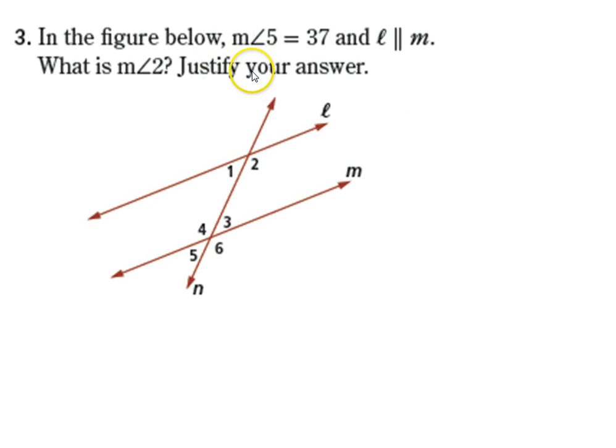Number 3, in the figure below, we are told the measure of angle 5 is 37 degrees. We are also told that lines L and M are parallel, and we want to find the measure of angle 2 and justify our answer.